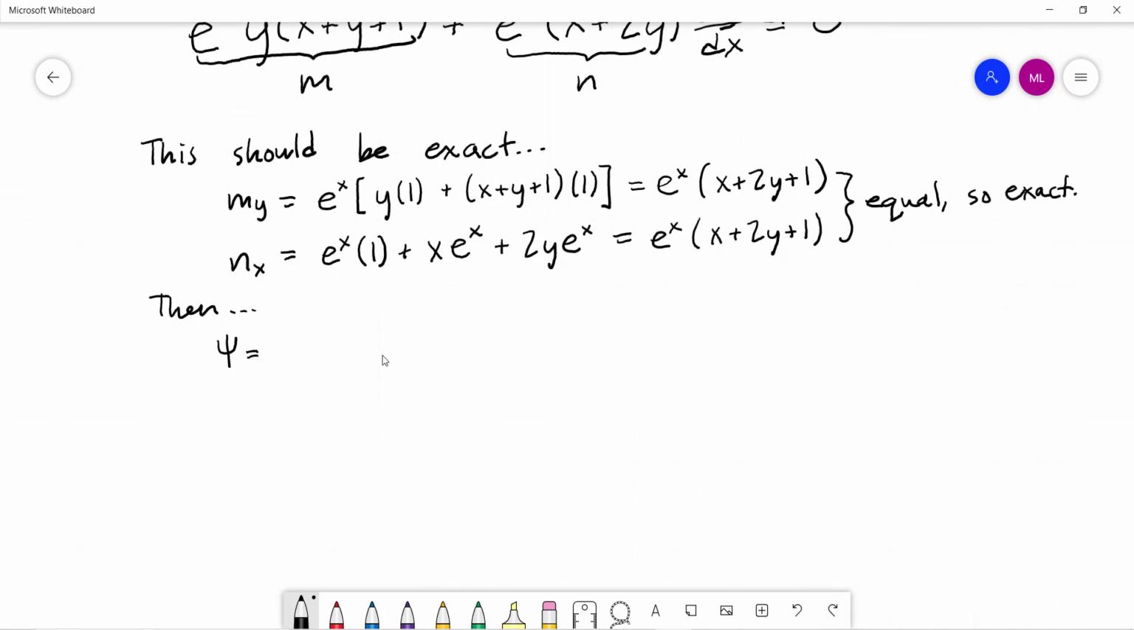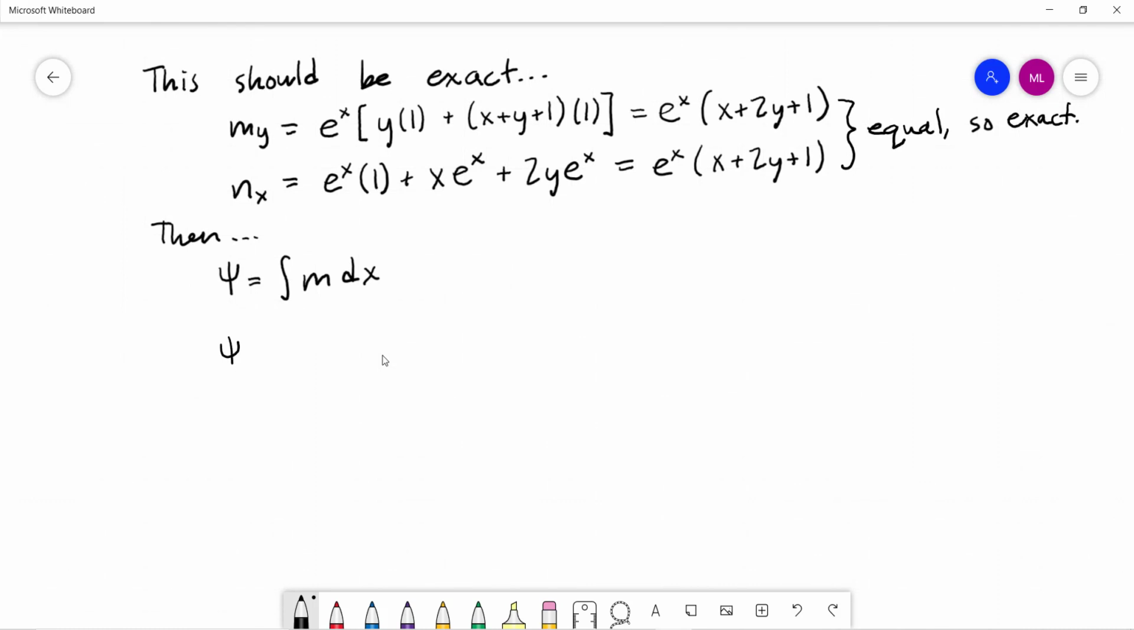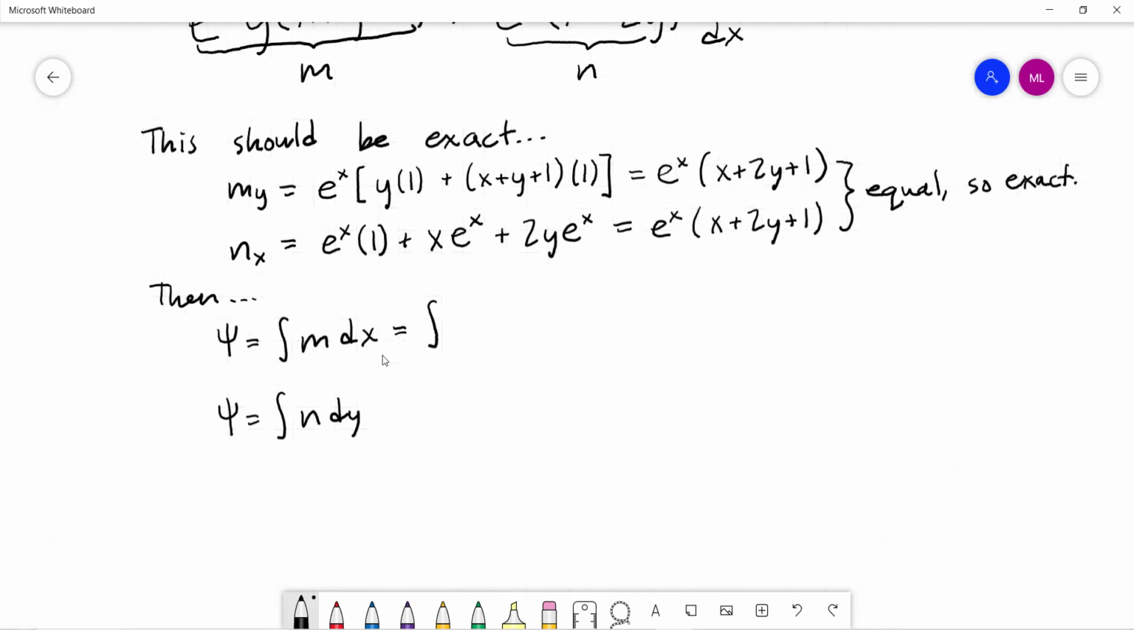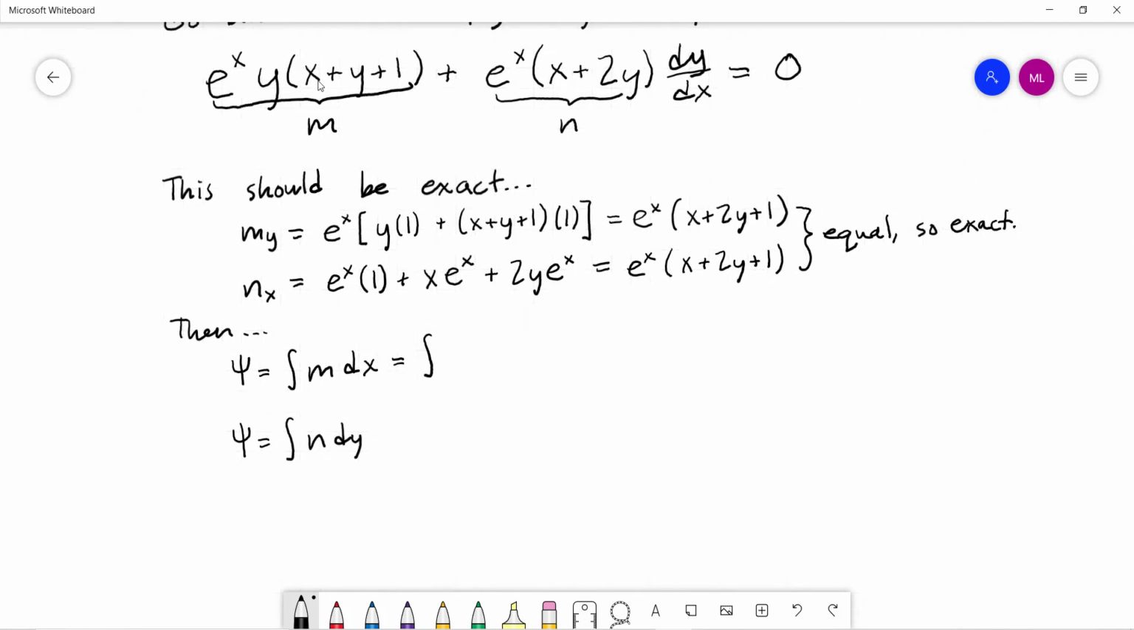Psi should be equal to the integral of the m term with respect to x, or equivalently, the integral of the n term with respect to y. And what do we get for this first one? This is going to be the integral of, again, go back and find my m term here. So here is what I'm trying to integrate. It's e to the x times y times x plus y plus 1 dx. And for our second one, it's going to be the integral of e to the x times x plus 2y with respect to y.